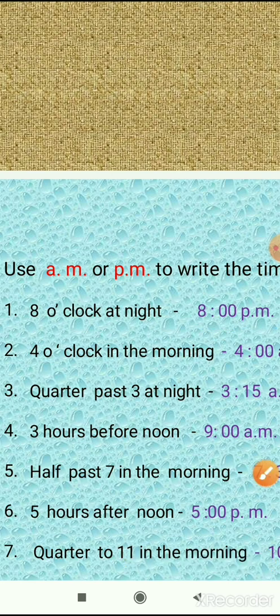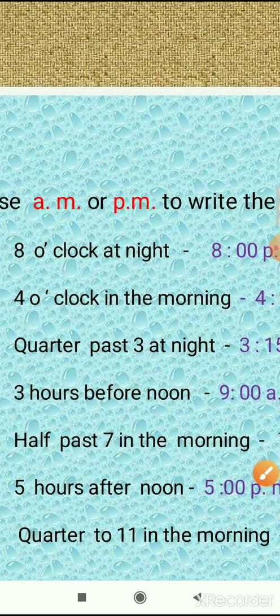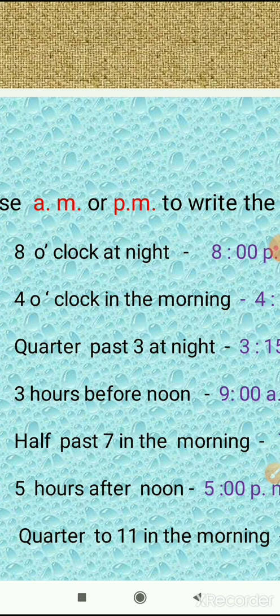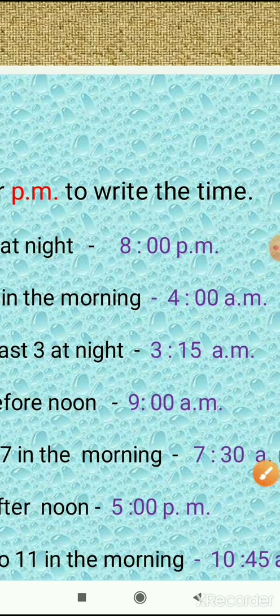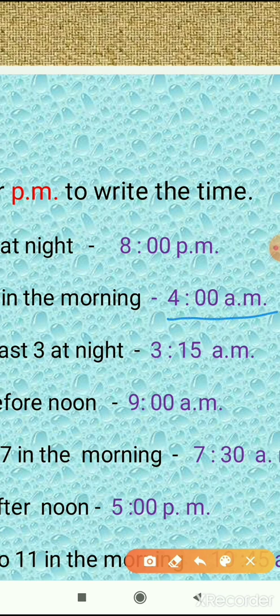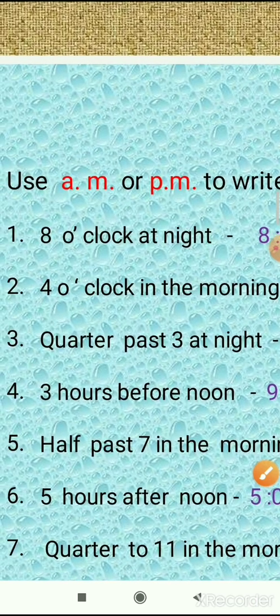Next example: 4 o'clock in the morning. See, students, 4 o'clock in the morning. We have learned that the time between 12 midnight and 12 noon is denoted by AM. It's morning, means it is after 12 midnight. So how do we denote this time? Look here, 4 AM. Okay, now see the next example.